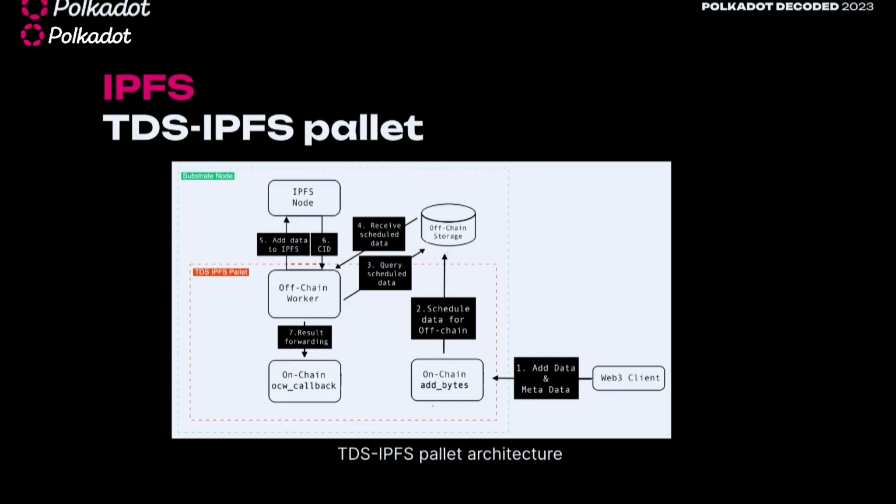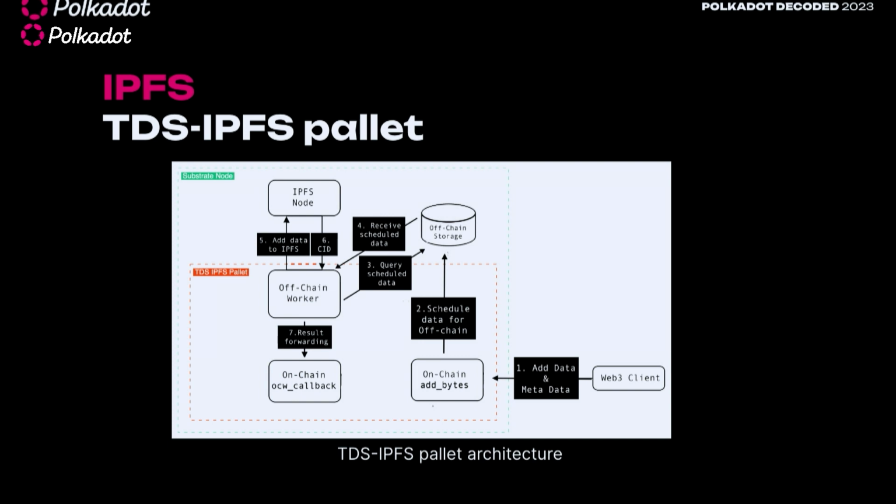All right, now here's a little sketch of how it actually works. Imagine you have your Web3 client application or your palette, and you want to pass data using the add bytes extrinsic. We receive the data and the metadata, and the first thing we do is put this data into the off-chain storage. That is important, because IPFS APIs are only available within the off-chain context. So we put in the action, which is add bytes, the data, the metadata, and of course also the block number.